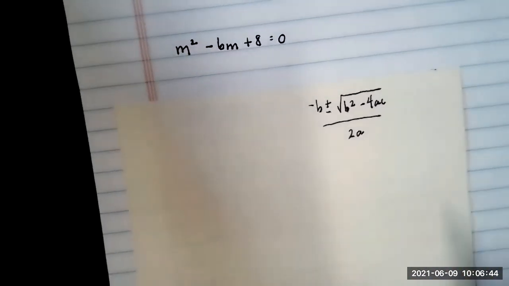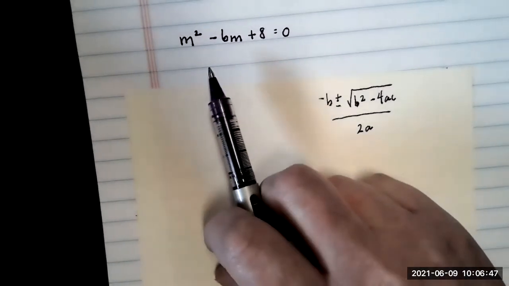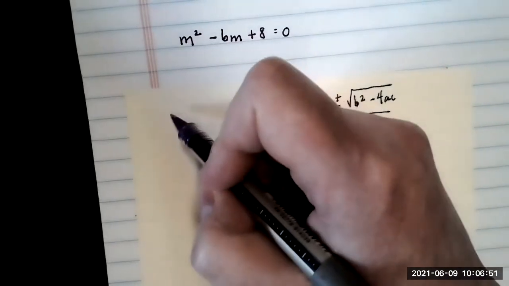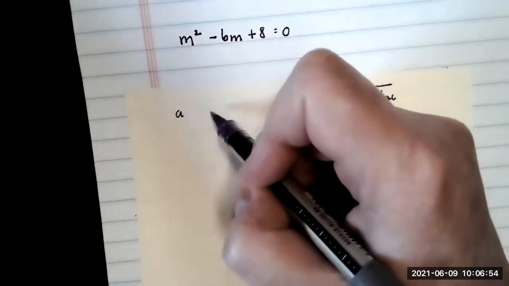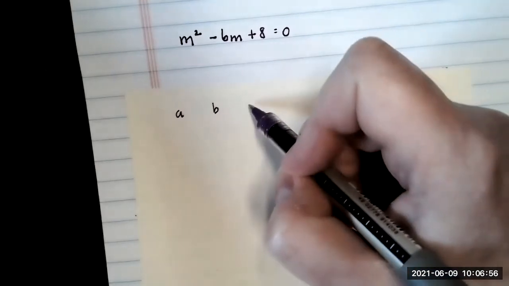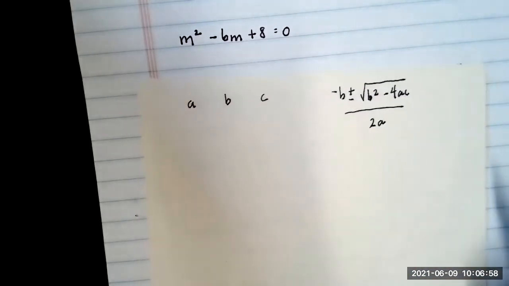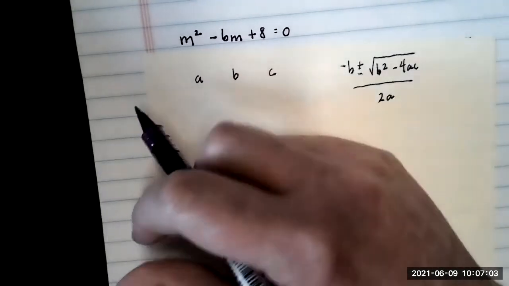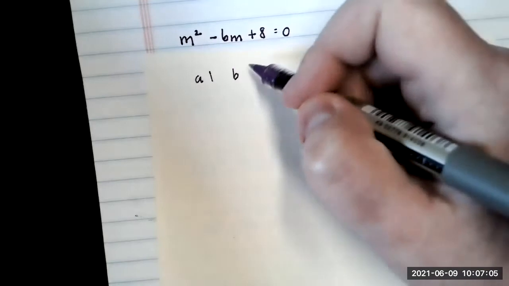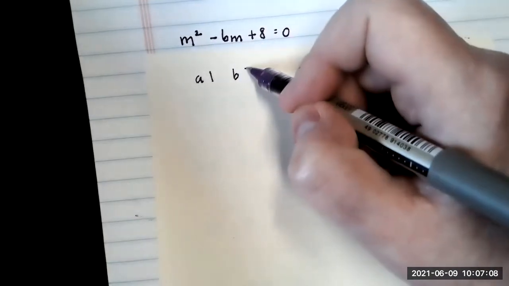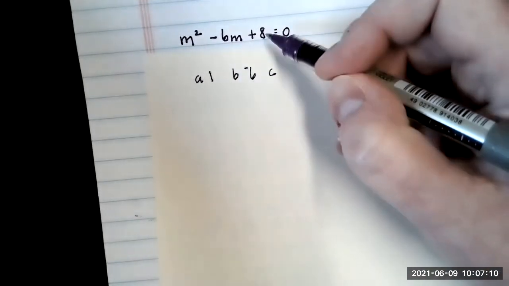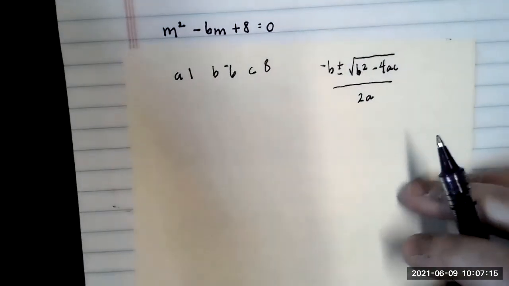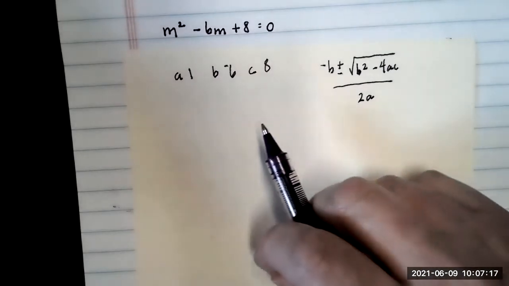And our equation is m squared minus 6m plus 8 equals 0. So the first thing you're going to do is find your a, your b, and your c so you can fill out your formula. A is 1, b is negative 6, and c is 8. We come back to the formula, and this is all you're going to do. Punch these into your formula.